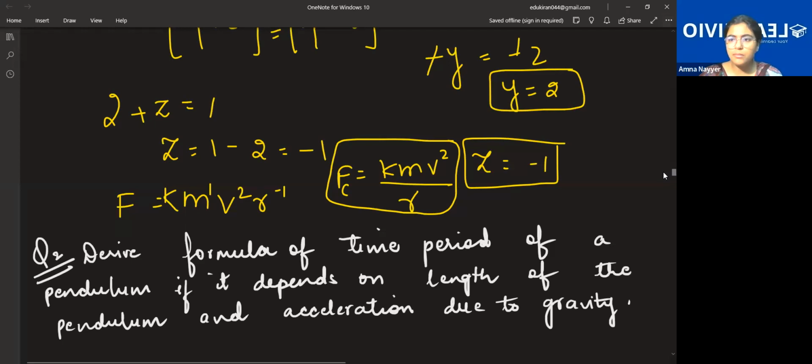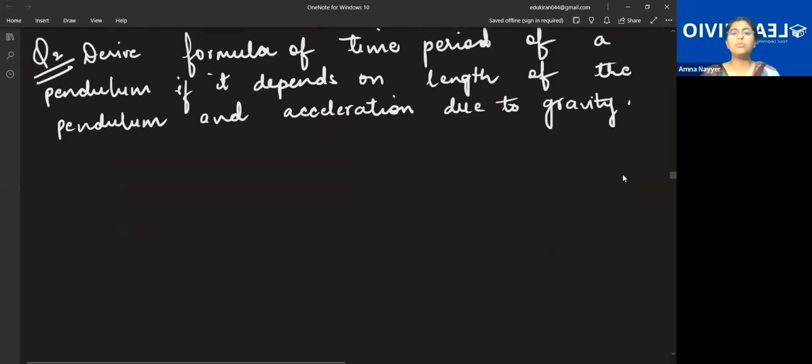Let me discuss one more so that you become familiar with how to write the formula. And the next question, you all will tell me what is the value or what are the values of x, y, z, all these which you are obtaining. Let me discuss this one with you. Derive the formula of time period of a pendulum if the time period depends on the length of the pendulum and acceleration due to gravity. This is what is given in the question, right?